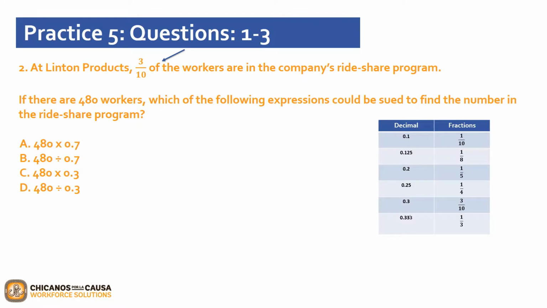Now, given that we know it's a multiplication problem, the answer is actually pretty obvious. In this case, the correct answer would actually be C, 480 times 0.3. If you were to multiply that out, you would actually know how many of those workers participate in the rideshare program. So this one was a pretty simple example. Now, let's go ahead and move on to the third one.